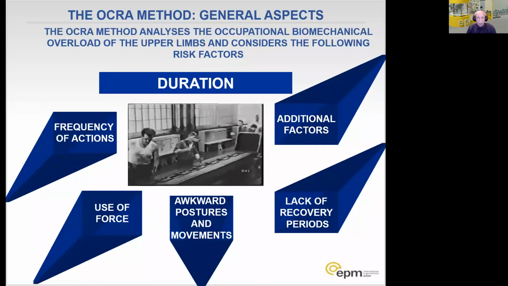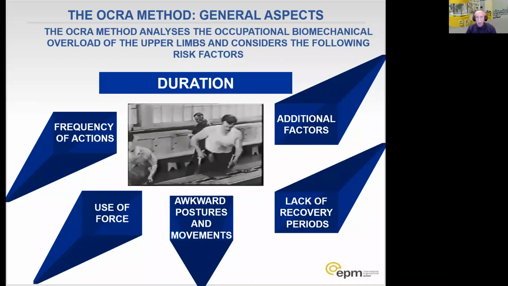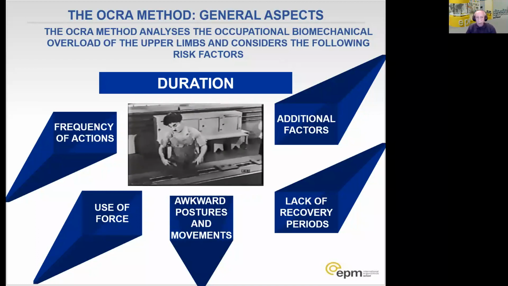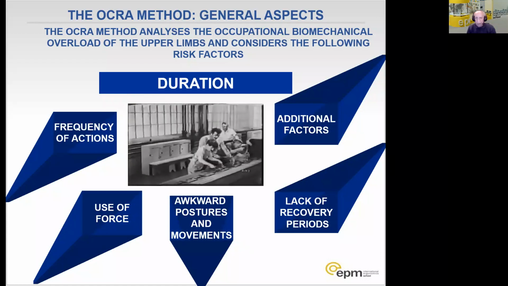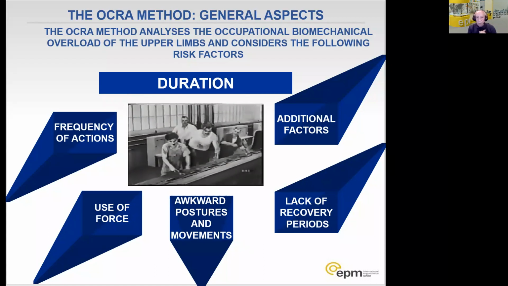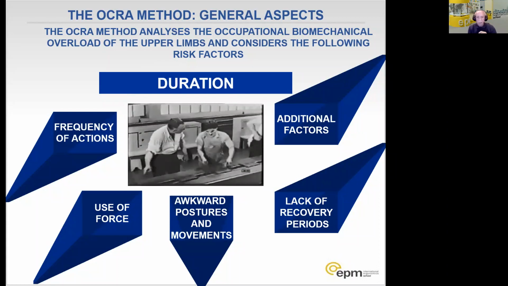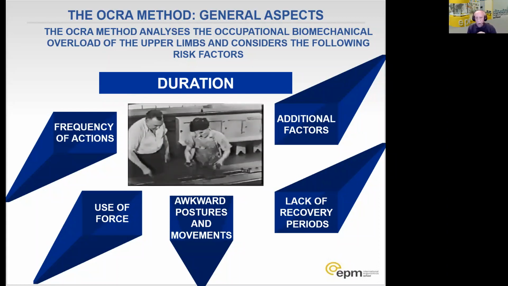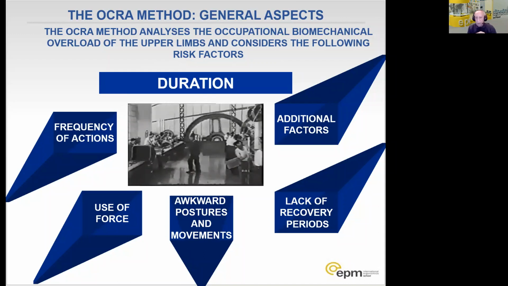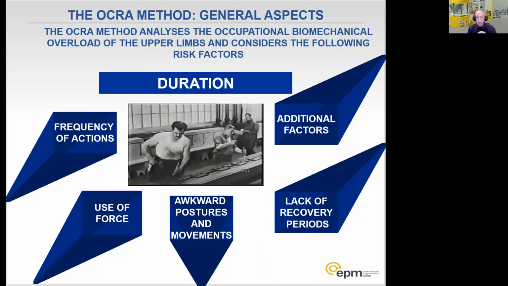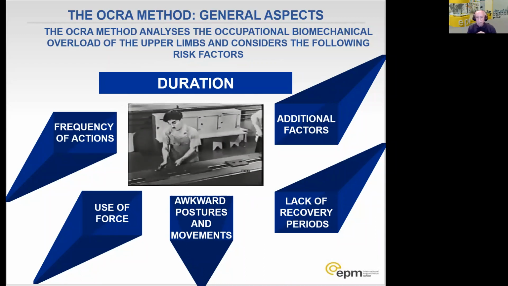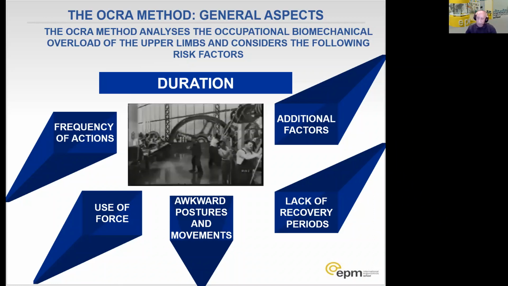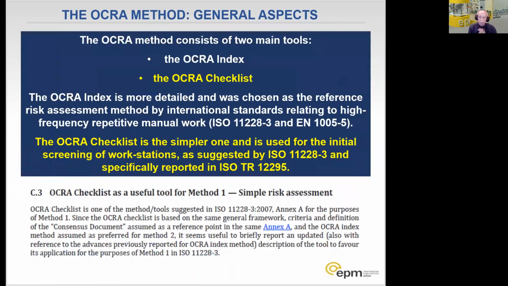Some premises: the OCRA method analyzes the occupational biomechanical overload of the upper limbs, considering in an integrated way the main risk factors such as frequency of action, use of force, awkward posture and movements, lack of recovery periods, and several additional factors, all considered in accordance with their duration. The OCRA method consists of two tools, the OCRA index and the OCRA checklist.